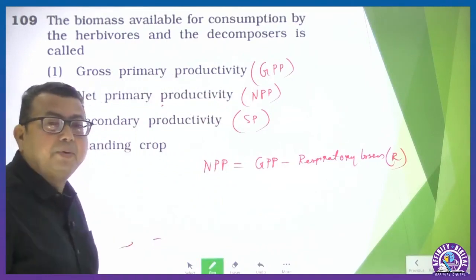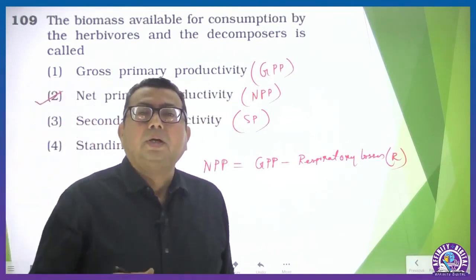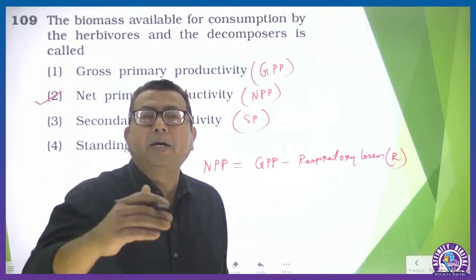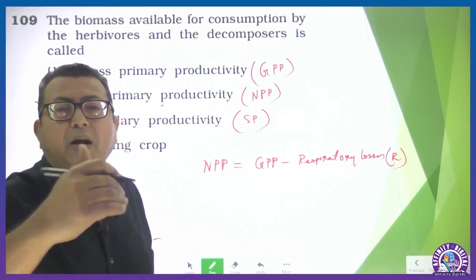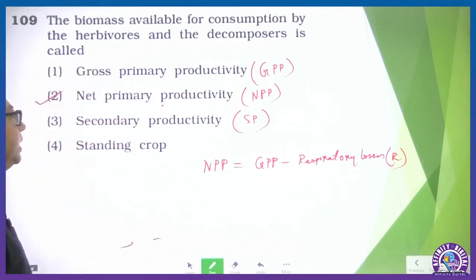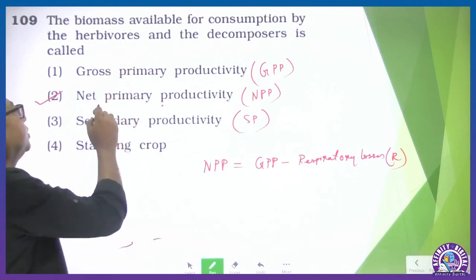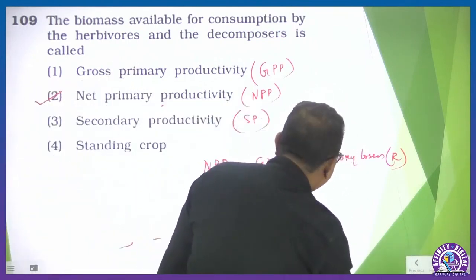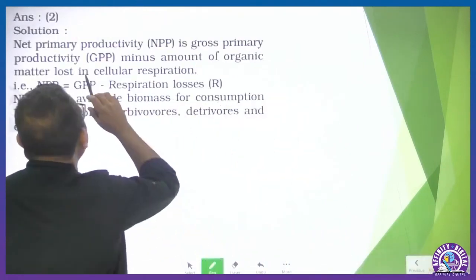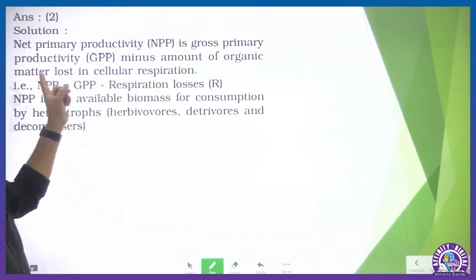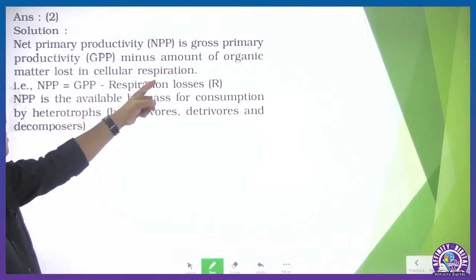So for example, the rate of formation of new biomass by the rabbit population or zebra population of a grassland will be what? Secondary productivity hoga. Lekin is question ka answer hoga net primary productivity. So iska solution mein kya diya? Net primary productivity is the gross primary productivity minus the amount of organic matter lost in cellular respiration.